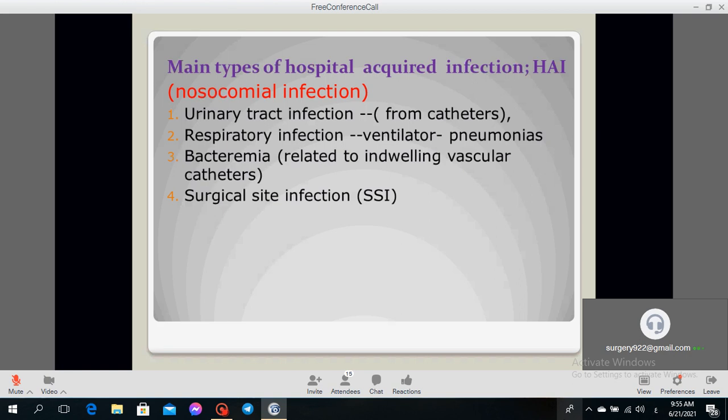The important point for us is nosocomial infection, which is hospital acquired infection, the exogenous source of infection. The usual, well known name is nosocomial infection. As for example, urinary tract infection following Foley catheterization, respiratory infection following mechanical ventilation, bacteremia following a central venous line or catheter insertion, and surgical site infection.